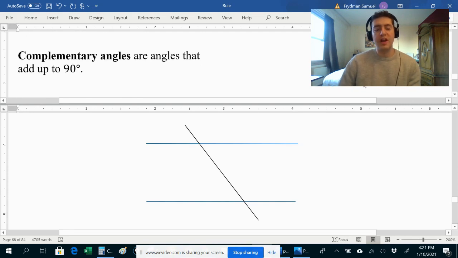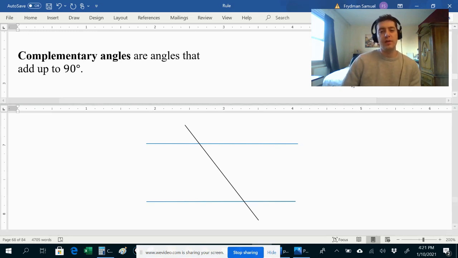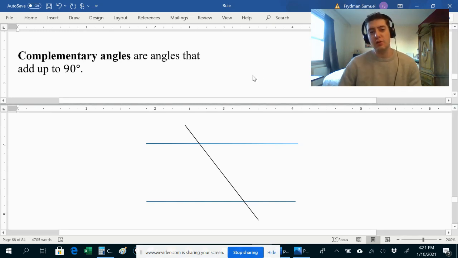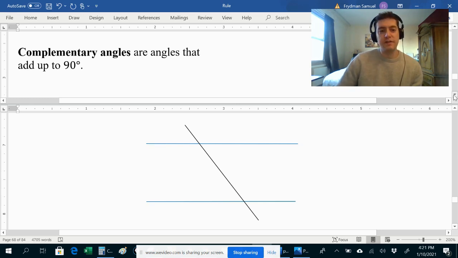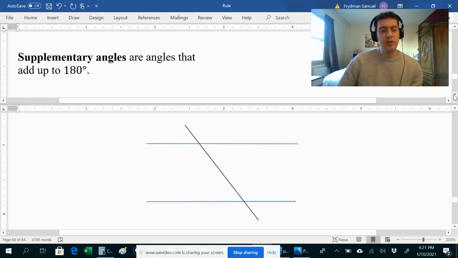Complementary angles are angles that add up to 90 degrees. So for example, if we had two angles and one of them was 25 degrees and the other one was 65 degrees, you add 25 and 65, you get 90. So those two angles would be complementary. Okay, we're actually not going to be using complementary angles at all, really, but there's the definition. Here's what we will be using.